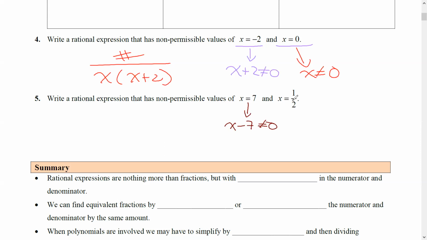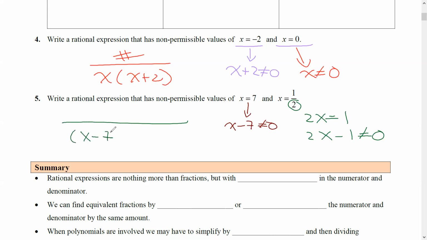X equals 1/2 is a slight touch more difficult. So what I'm going to do here is I'm going to multiply both sides by 2. So I'm going to get 2x is equal to 1, and then I'm going to subtract 1. So that can't equal 0. So here goes my rational expression. X minus 7, 2x minus 1, and again, I don't really care what's in that numerator there.